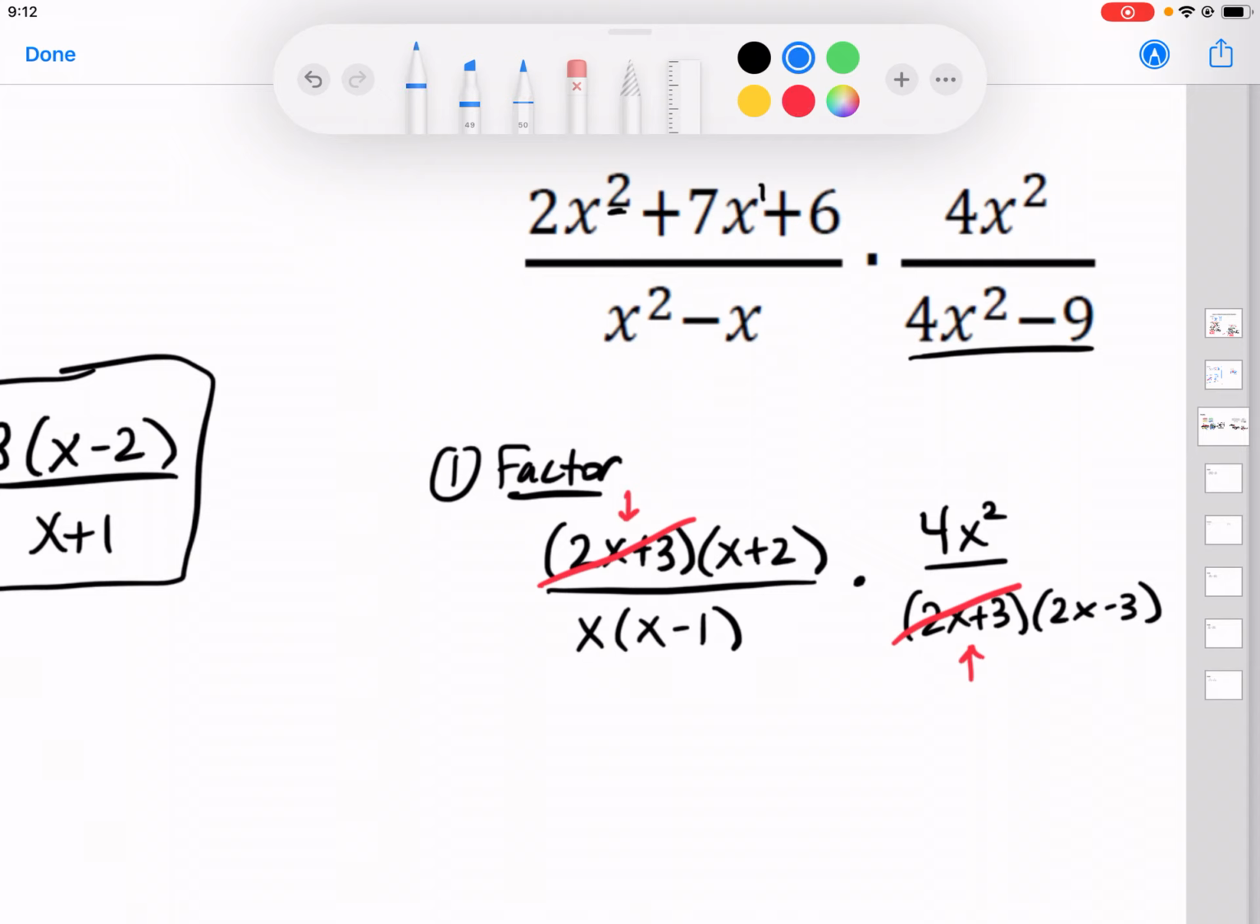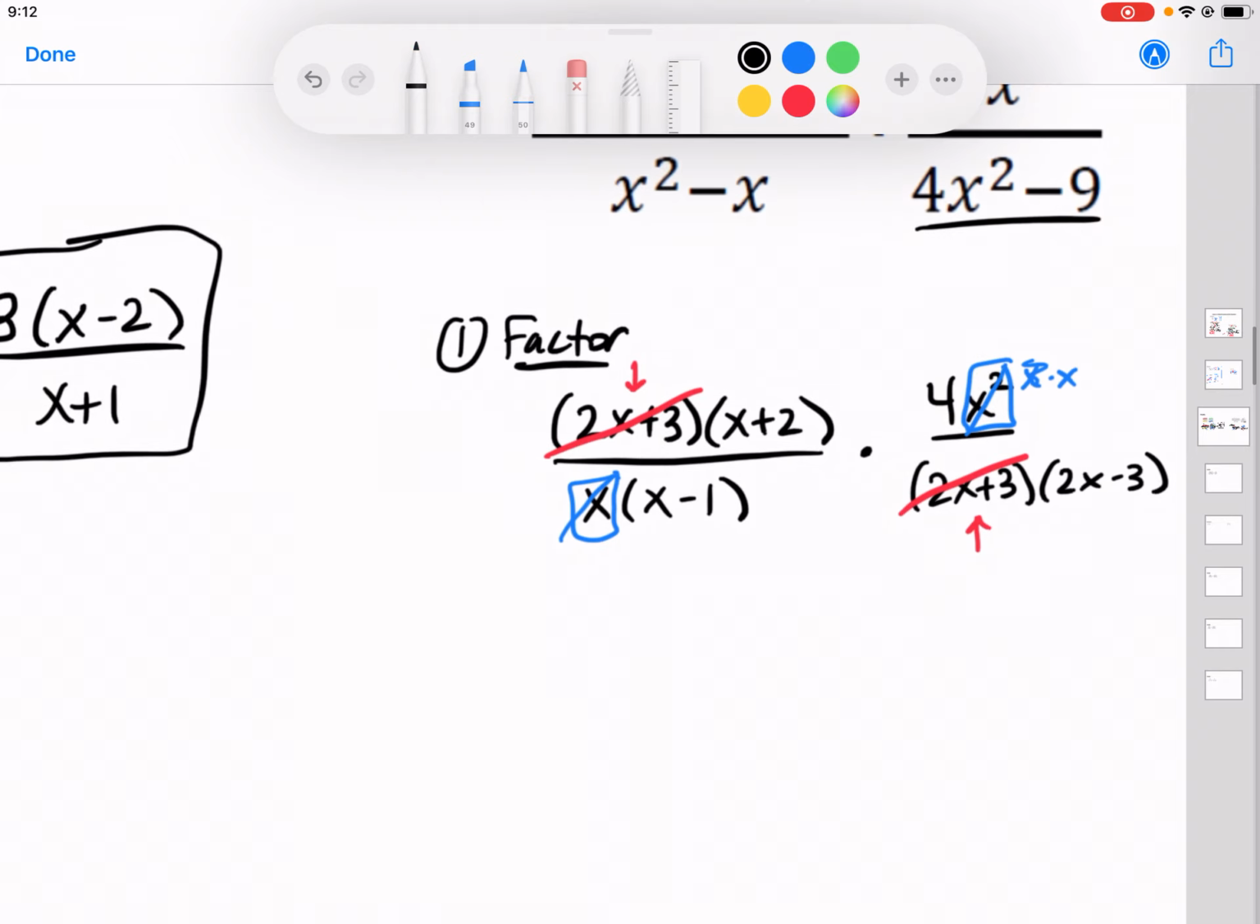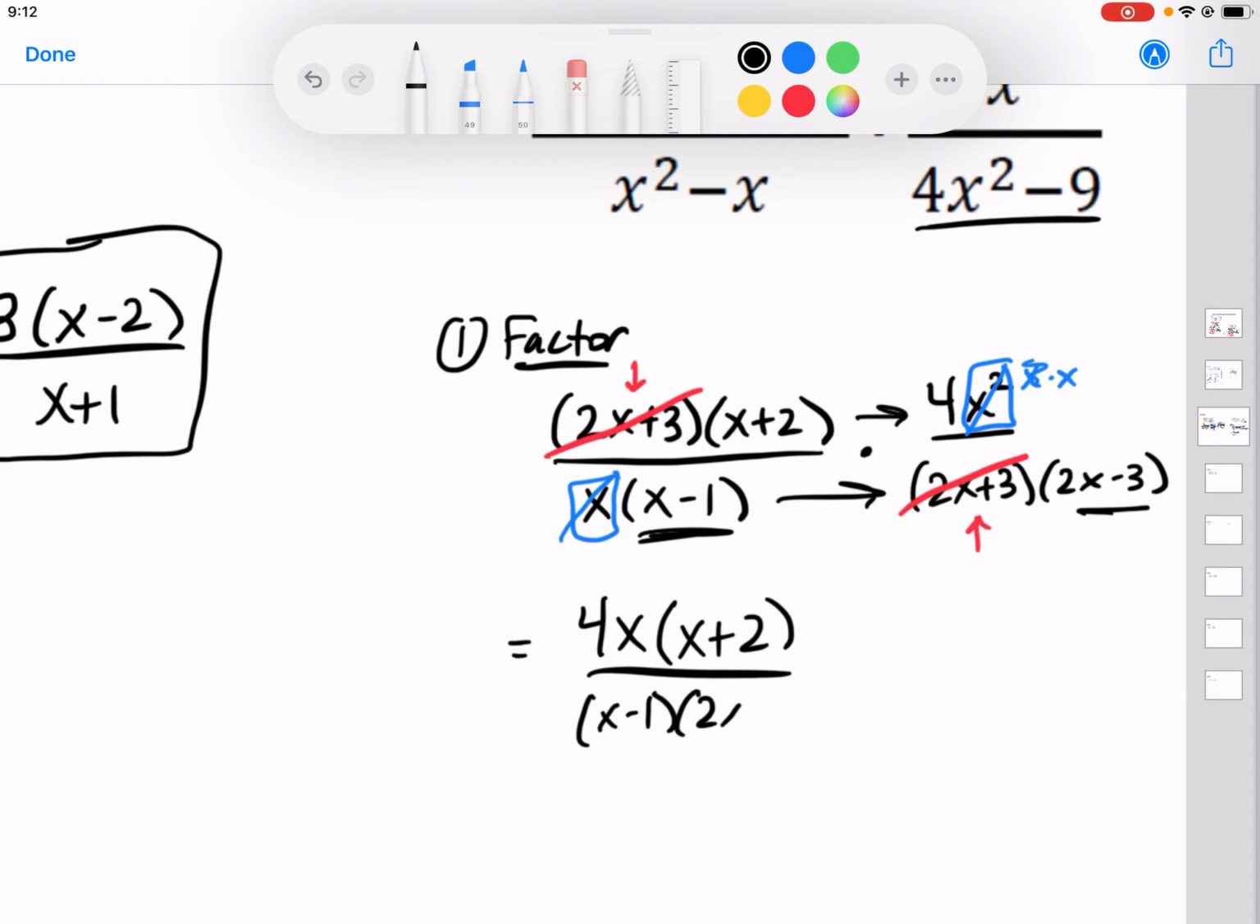Now this one is one that people miss a lot, but technically x squared is the same thing as x times x, right? And there's an x right here, so we can get rid of one of the x's as well. And that looks like it's it. So my answer, I would have 4x and then x plus 2 on the top, because I'm just multiplying straight across and combining everything. We've got this x minus 1 and that 2x minus 3. And there is our answer.